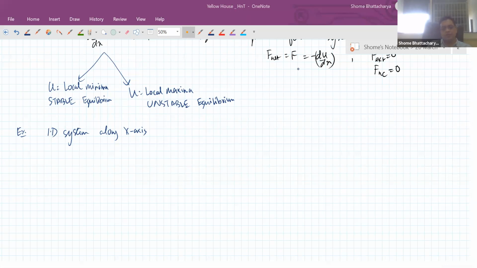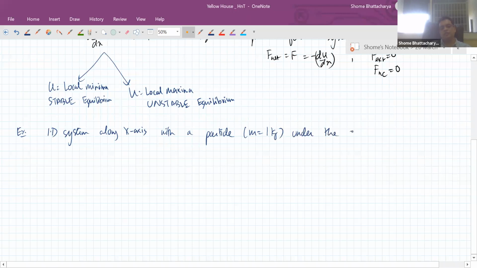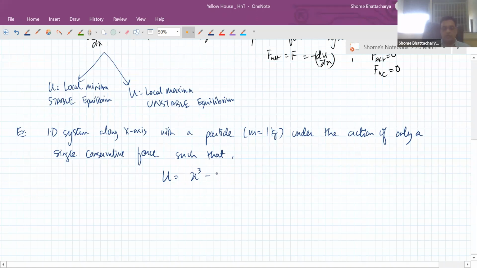So, a 1D system along the x-axis with a particle of mass 1 kg under the action of only a single conservative force, such that its potential energy is given by the function x cube minus 18x, where x is in meters and potential energy is in joules.